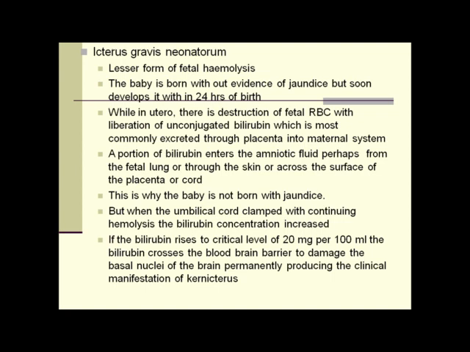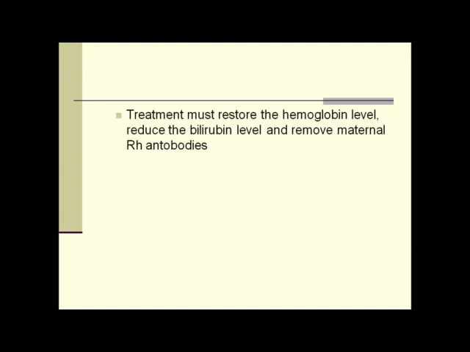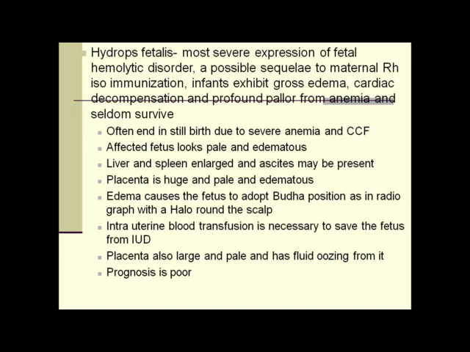But when the umbilical cord is clamped, with continuing hemolysis, the bilirubin concentration increases. The bilirubin rises to the critical level of 20 mg per 100 ml. The bilirubin crosses the blood-brain barrier to damage the basal nuclei of the brain, permanently producing the clinical manifestation of kernicterus. Treatment must restore hemoglobin level, reduce bilirubin level, and remove maternal Rh antibodies.